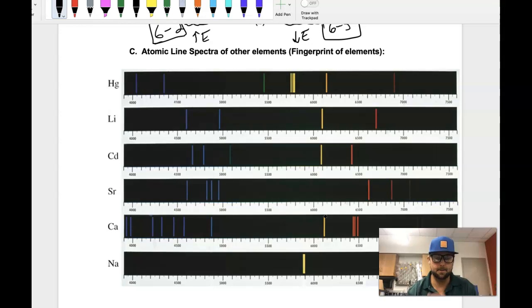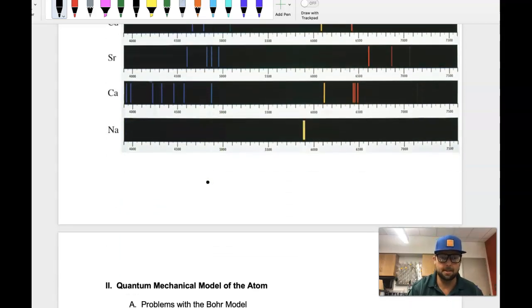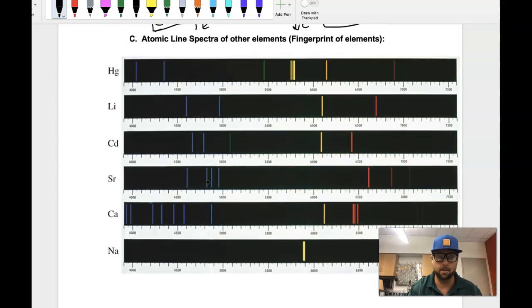The take-home message from this is that every element has its own fingerprint. And this tells us a lot about how electrons live in the atom. There's a lot of different energy levels, especially when you get to these bigger atoms. And every element has its own fingerprint where the electrons can go from one level to another. Those levels are actually in different locations for each atom. So the other take-home message is that this only works for hydrogen.